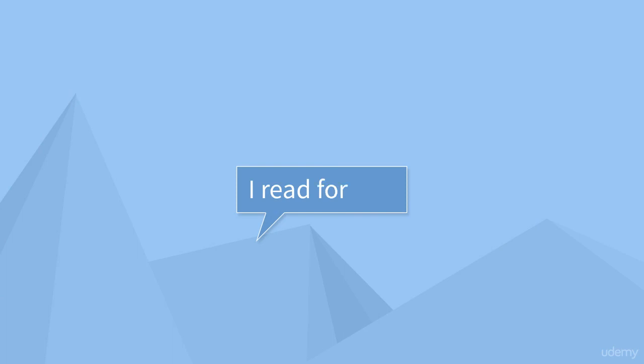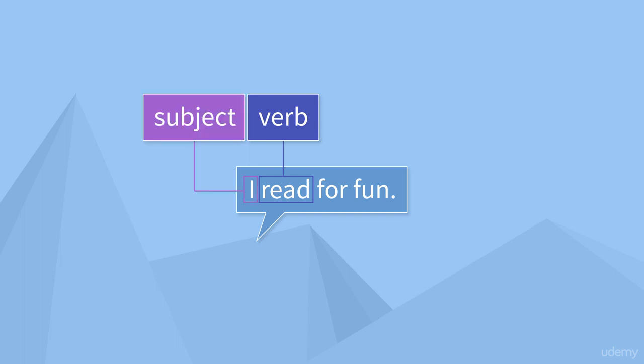Let's go through some example sentences now. See if you can identify the subject and the verb in each sentence. Sentence number 1 is, I read for fun. So first, we look for the verb in the sentence, and it should be immediately clear that it's read. Then we simply look for who's doing the reading, and of course it's I. So the verb is read, and the subject is I.